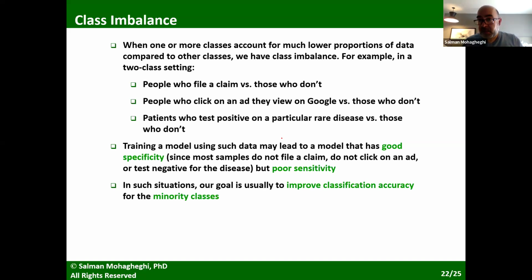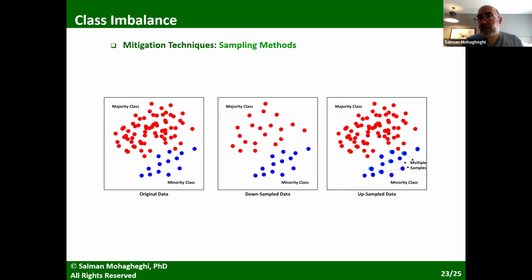So in a lot of models, if you have class imbalance, you have to put a lot more focus on the sensitivity for the minority class. So make sure that people in the minority class are correctly classified. There are different ways we can do this.